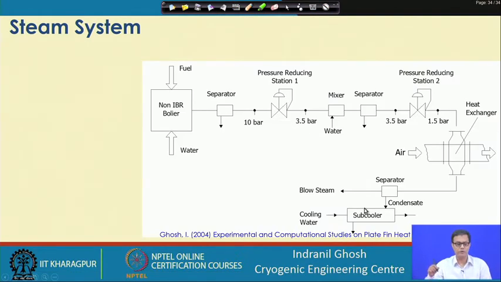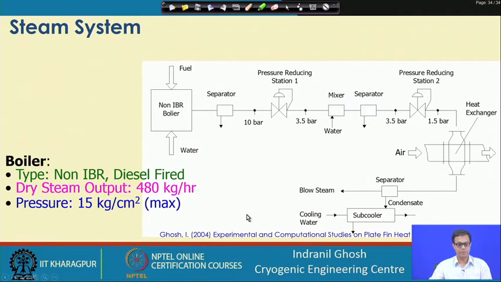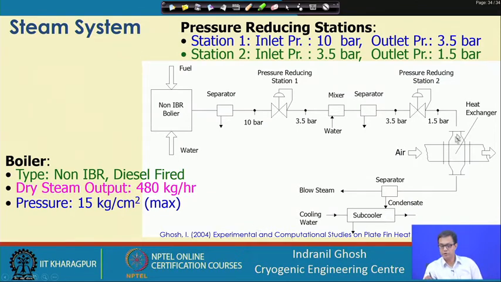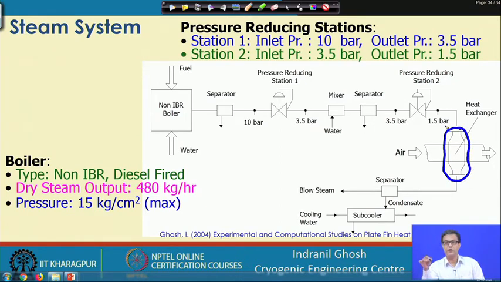Now we go to the steam system. In the laboratory we have used a non-IBR diesel fired boiler. It is a package type of boiler which gives nearly about 480 kg of dry steam at a pressure of 15 kg per centimeter square. When we want to take it to the heat exchanger, we want it at a saturated condition, but it is very difficult to maintain it at a saturated condition, and moreover when the air is flowing through this, some of the steam will get condensed and it may create some kind of two phase flow in this region on the steam side.